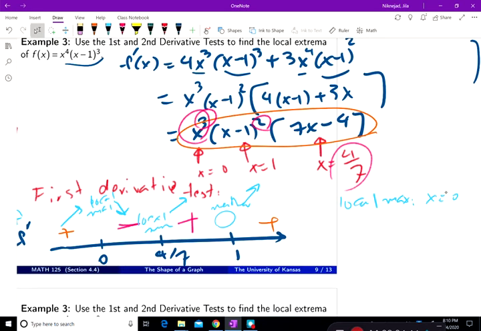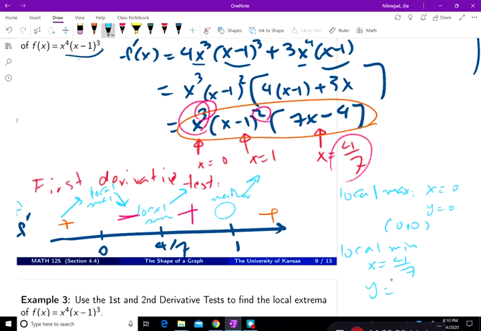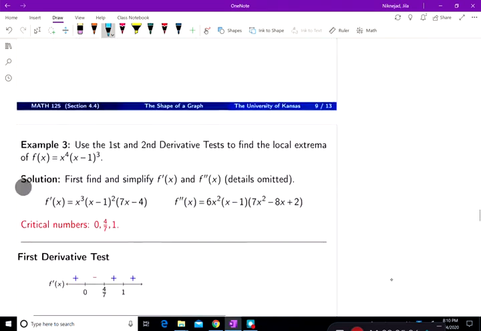The local max is at x equal to 0, and now it's time to go back and plug it back into the original. If I plug it back into the original, I get y equal to 0. So (0, 0) is the local max. And the local min is going to be at x equal to 4/7. I have to plug it back in to find the y value. y is (4/7) to power 4 times (4/7 minus 1) to power 3.